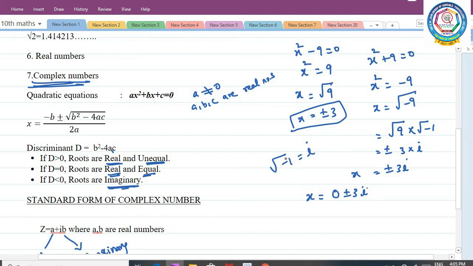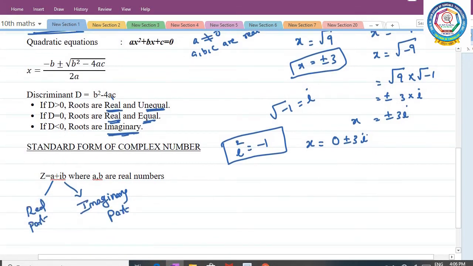So what is the square root of minus 1? That is equal to i. Then if you are squaring on both sides, i square is equal to minus 1. Therefore, i square is also equal to minus 1. So this is the standard form of the complex number: z is equal to a plus ib, where a, b are real numbers. Here a represents the real part, b represents the imaginary part.